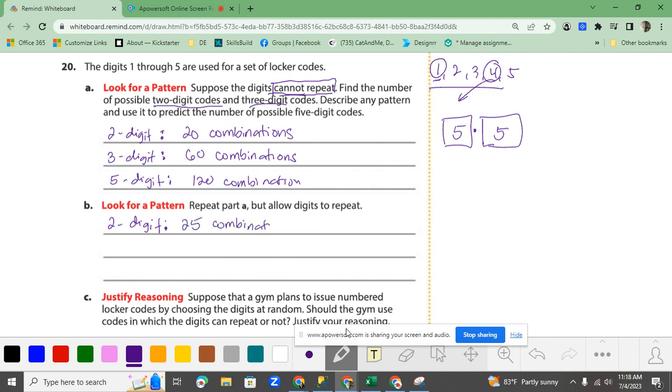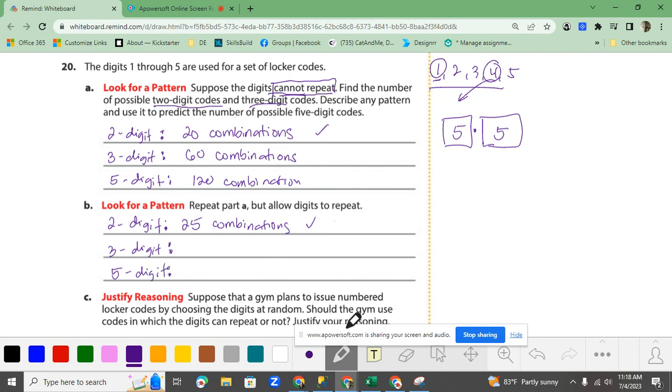Okay, so there are more. That's why it's harder when you can repeat numbers, because you will have more combinations. 20 combinations as opposed to 25 is easier to guess, right? So I'd like you to answer number three on your own, three-digit combinations and the five-digit combinations.